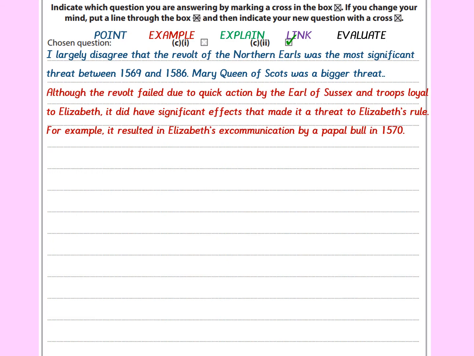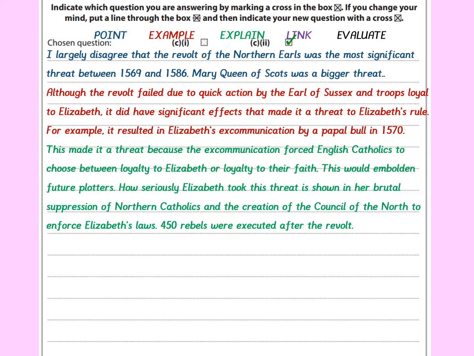Although the revolt failed due to the quick action by the Earl of Sussex and troops loyal to Elizabeth, it did have significant effects that made it a threat to Elizabeth's rule. For example, it resulted in Elizabeth's excommunication by papal bull in 1570. This made it a threat because the excommunication forced English Catholics to choose between loyalty to Elizabeth or loyalty to their faith. This would embolden future plotters.